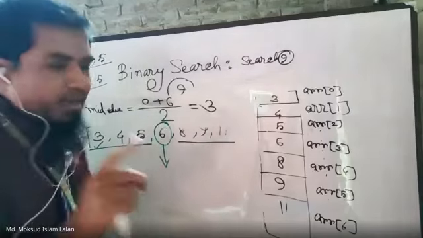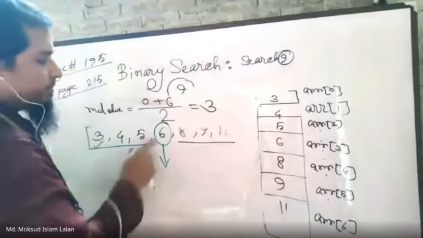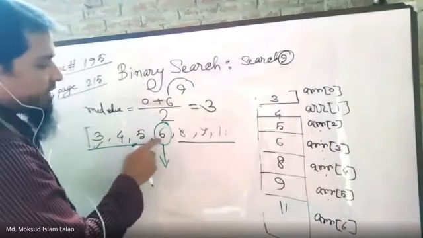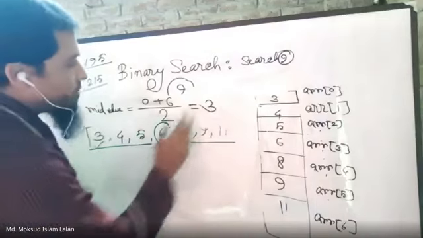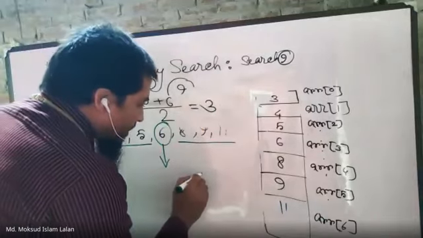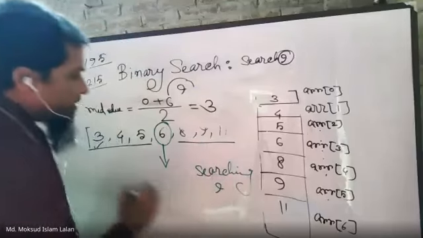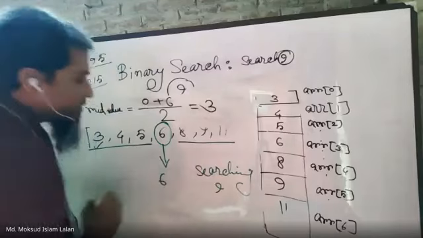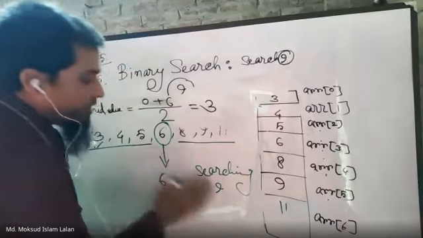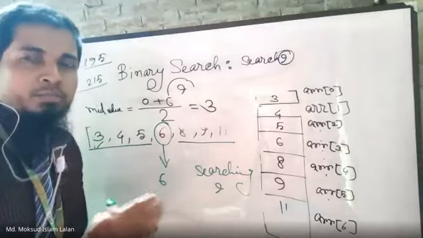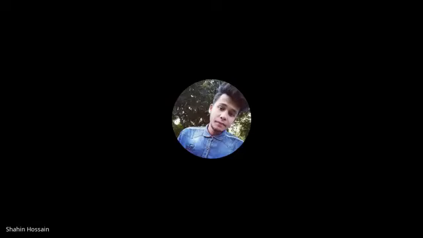At the first step, we compared 6. Now we are comparing 9. Our searching element is 9. Our mid value is 6. Now we are comparing. This is definitely not equal. So not equal means maybe it will be greater or less, right?